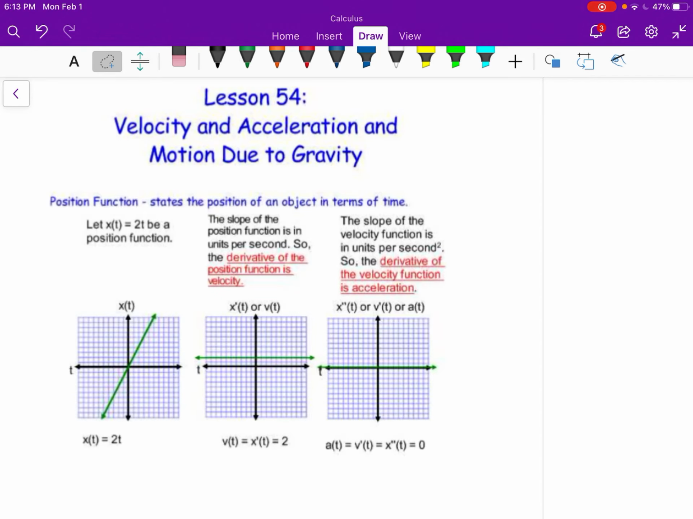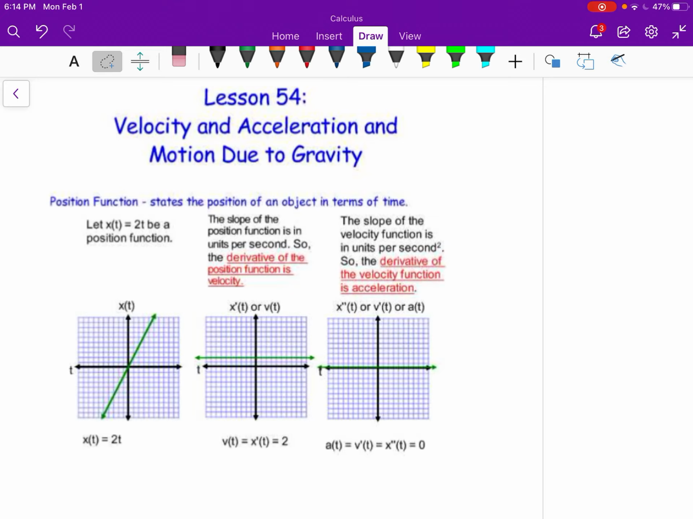Lesson 54 teaches us about velocity and acceleration and motion due to gravity. We start off by talking about the position function, and the position function states the position of an object, usually along a line or a number line, in terms of time.